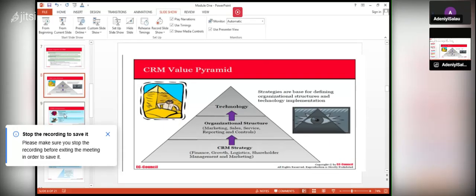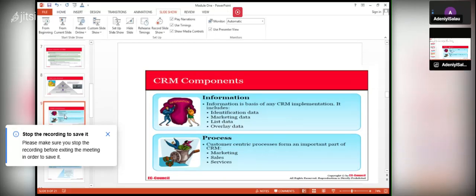Now, after that, let's talk about the components of customer relationship management. The first thing is data. Without adequate data, you cannot take decisions regarding customer relationship management. So the first thing you need is to gather all the data that you need in order to take the right decision: marketing data, sales data, customer service data, and many other data that will allow you to take the right decision.